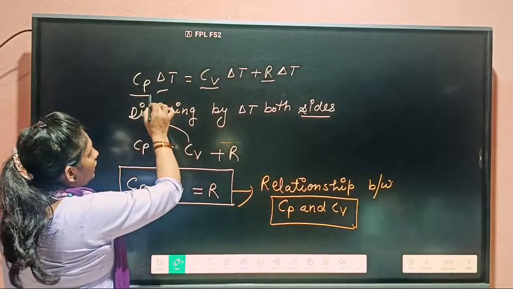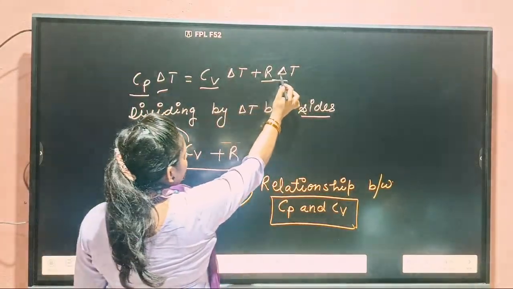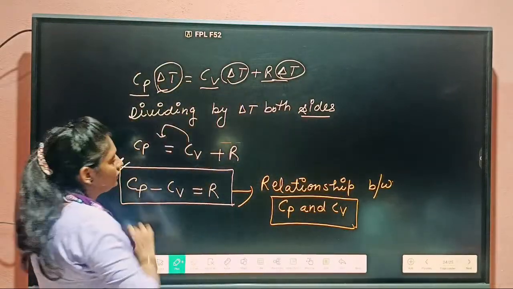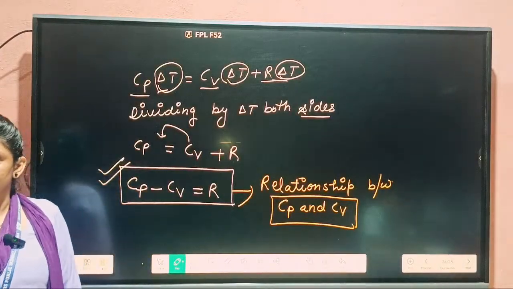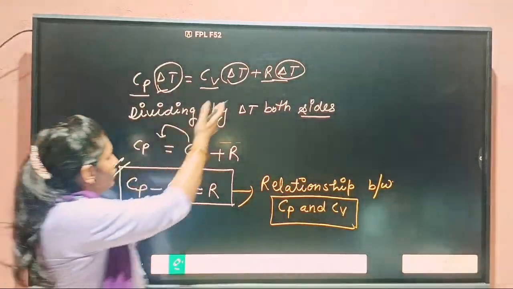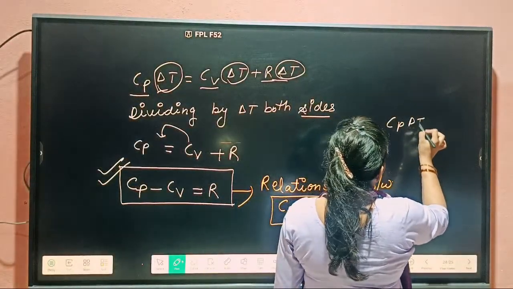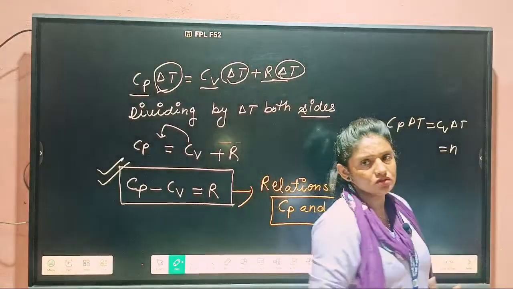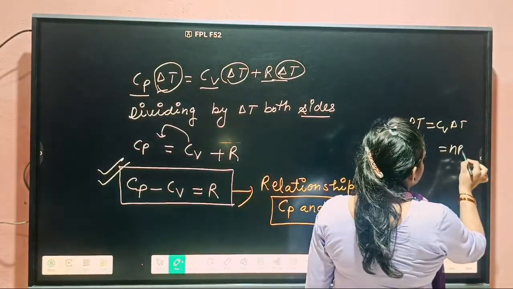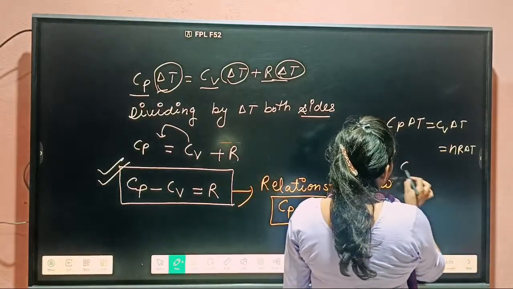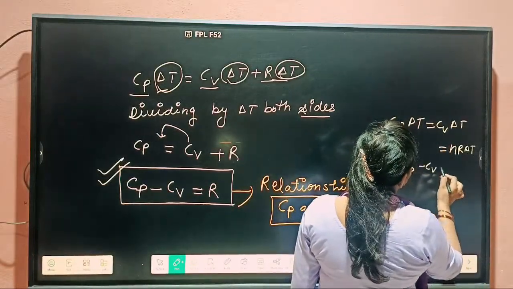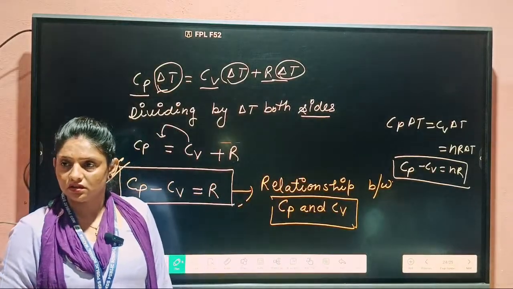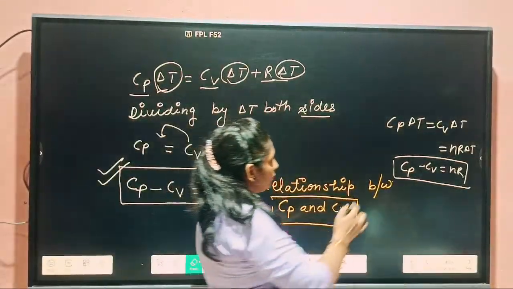Then in all, Cp del T is equal to this, so del T is common. So divide by del T in all, and finally you will get your desired answer. Clear or not? If you put Cp del T is equal to Cv del T plus nR del T, because n is also constant here, then if you divide by del T, you get Cp minus Cv is equal to nR. Need not be confused about that. Clear? So students, this is all about the heat capacity.